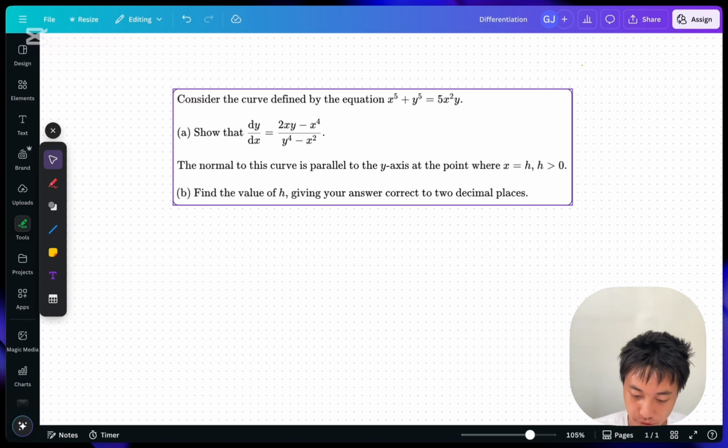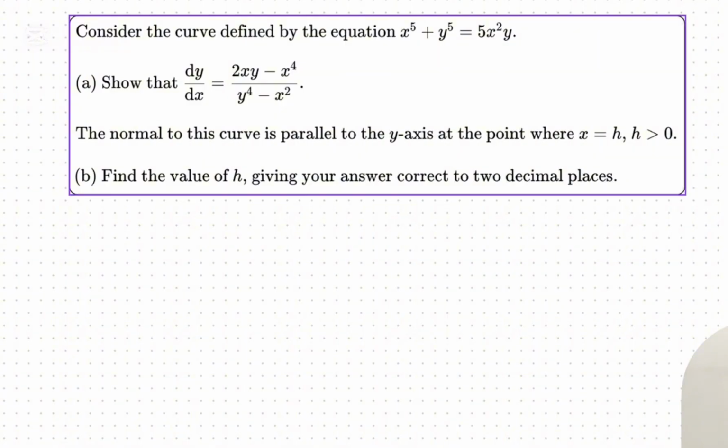And we're going to need to do implicit differentiation here because it's not just y equals something, it's also like y to the fifth and that. So let's start by differentiating. The left hand side of the equation is pretty simple. Using the power rule, it's just going to be 5x to the fourth plus 5y to the fourth, but we need to multiply this by dy over dx because we're differentiating with respect to x.